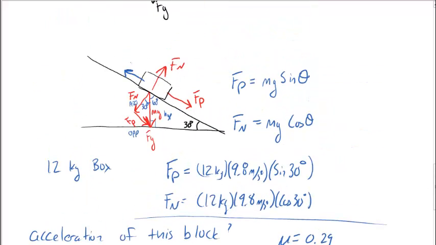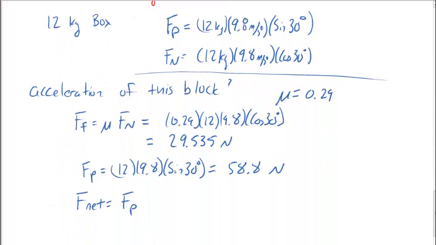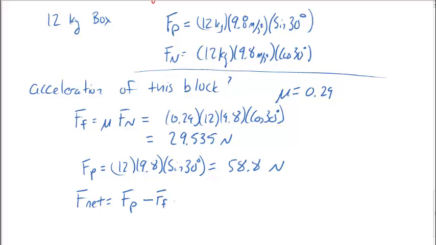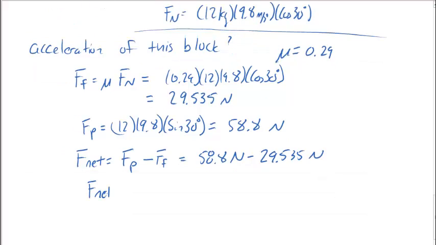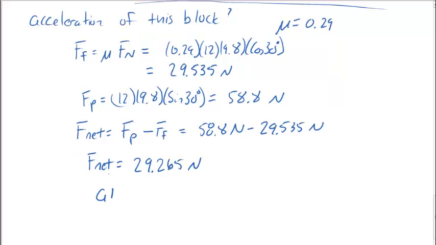So the net force that I have will be the force going downhill, Fp, minus the force opposing the motion, which is going uphill, and that's the force of friction. So it will be parallel force minus force of friction, and so that will be 58.8 newtons minus 29.535 newtons. My net force is 29.265 newtons going downhill.